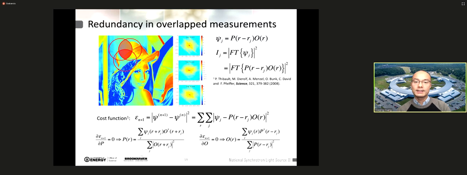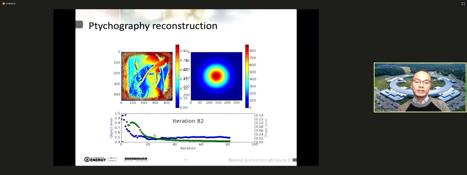We can define a cost function in different ways, and then we can update the probe function and object function simultaneously using this overlapping constraint. This movie shows how the reconstruction works. We start with a random guess of the sample, and we use a disk as a starting point of the illumination. As you can see, the reconstruction engine is able to find the true solution within 30 iterations. Because the probe function is completely decoupled from the object function, we can resolve a resolution much smaller than the probe size. Basically, it's similar to the CDI case. In this case, we can reach the diffraction-limited resolution.